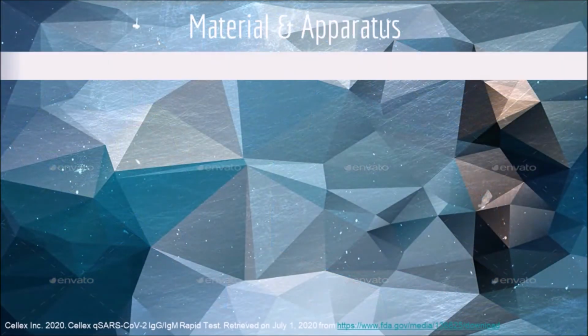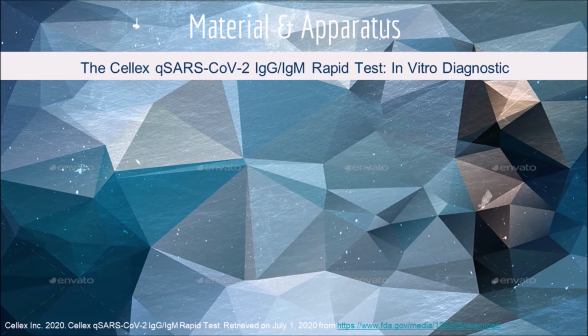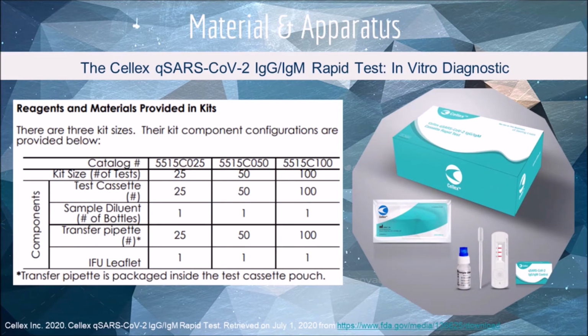The first thing we need is the material and apparatus in a Select Q SARS-CoV-2 IgG/IgM rapid test, an in vitro diagnostic test. And this is the reagents and materials provided in the test kit, which is a test cassette, the sample diluent, the transfer pipette, and also the IFU leaflet.